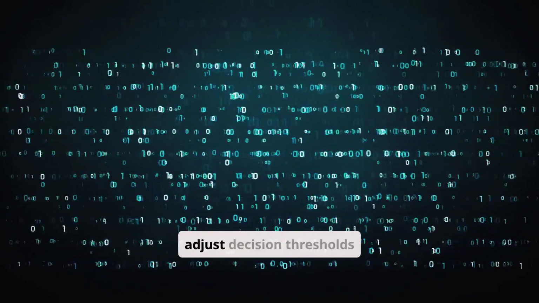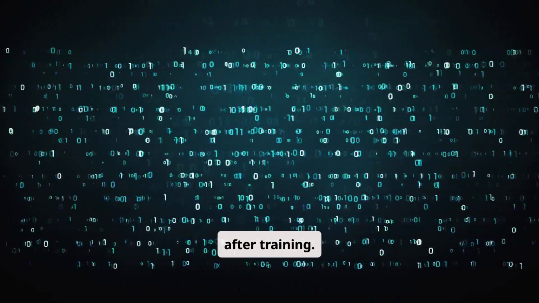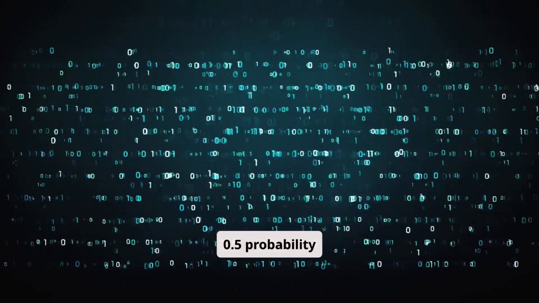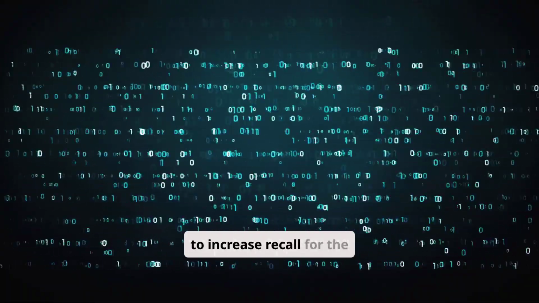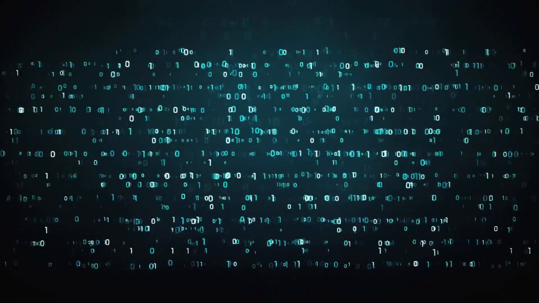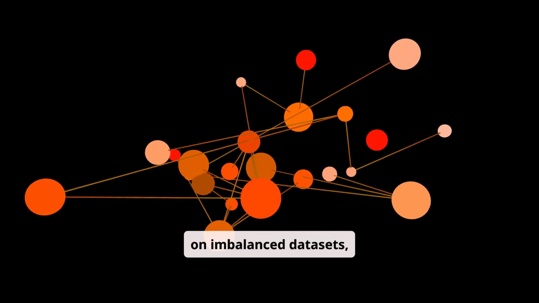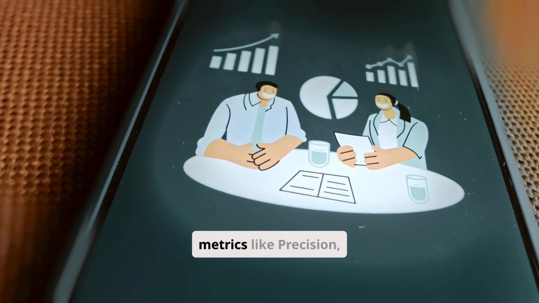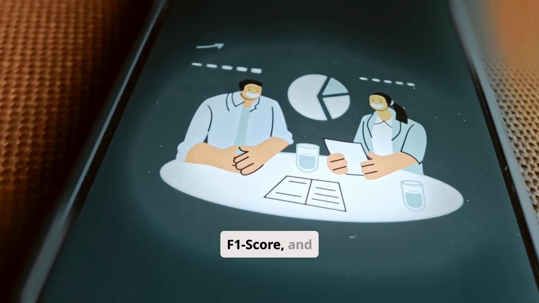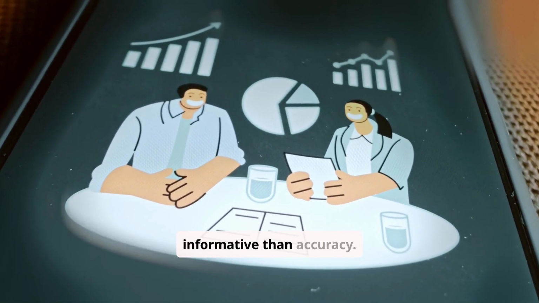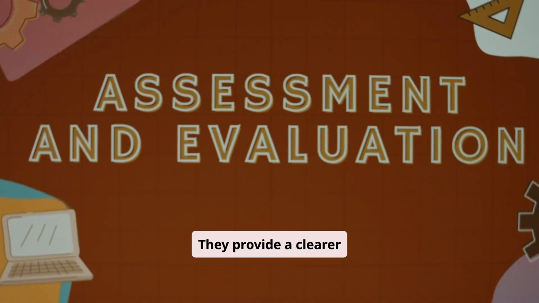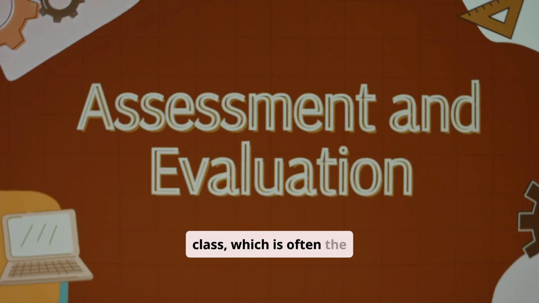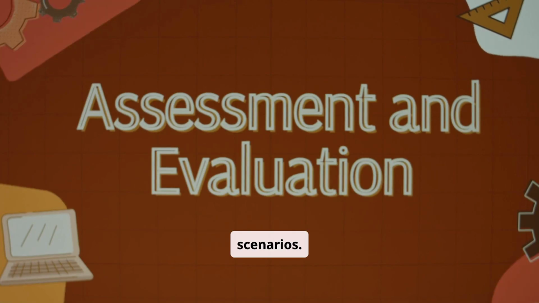Another approach is to adjust decision thresholds after training. For instance, in a binary classifier, instead of using a default 0.5 probability threshold, we might lower it to increase recall for the minority class. When evaluating models on imbalanced datasets, it is crucial to use appropriate metrics. As discussed earlier, metrics like precision, recall, F1 score, and AUC are far more informative than accuracy. They provide a clearer picture of the model's ability to correctly identify instances of the minority class, which is often the primary objective in such scenarios.